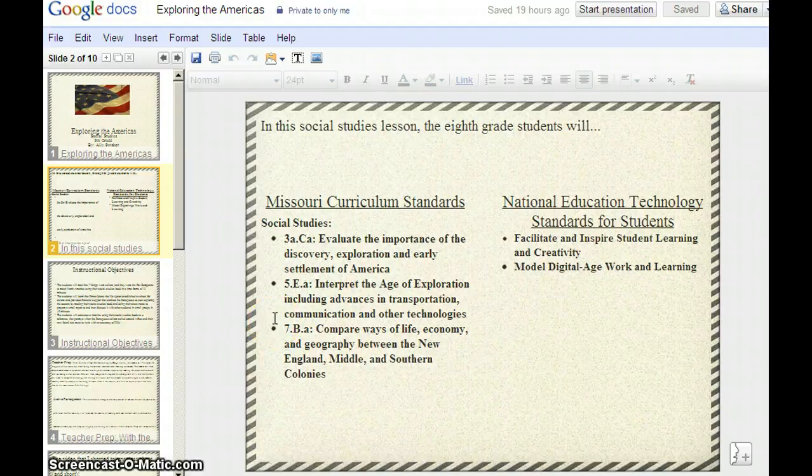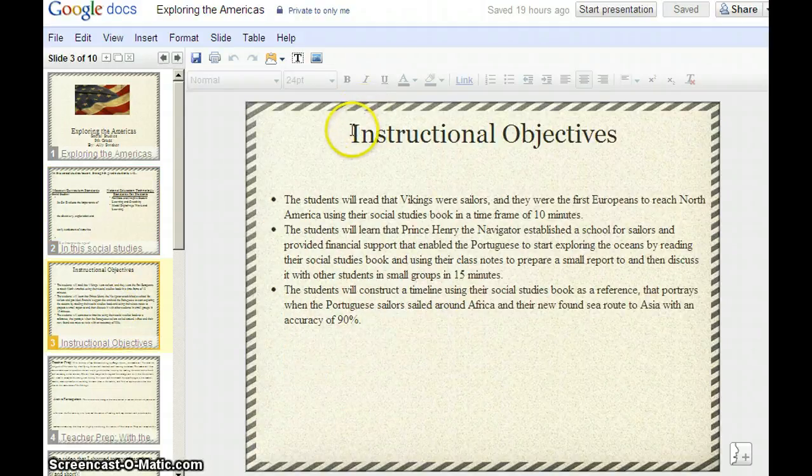and Southern colonies. Over here on the right-hand side, I have the National Education Technology Standards. Technology will be facilitated and inspired by student learning and creativity, as well as modeled through digital age work and learning. Next up, I have the instructional objectives of this lesson. There were 3 objectives, and these objectives were also given to my students at the beginning of the lesson, so they were aware of their expectations and what they would be doing and learning in the class.